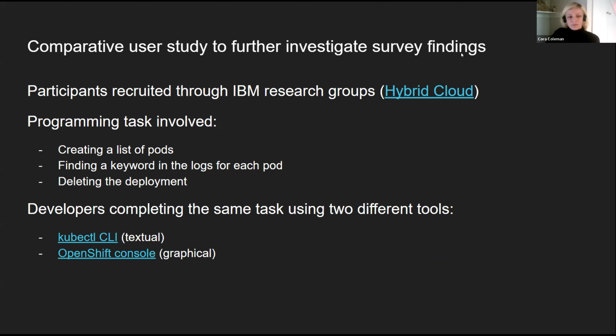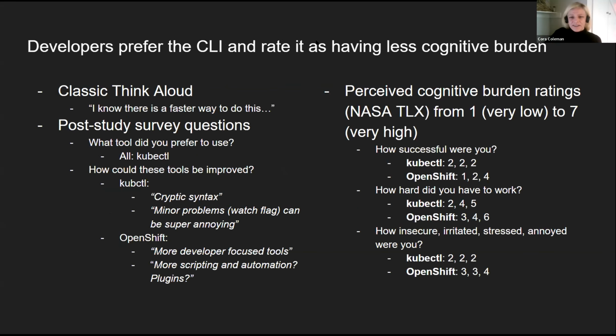We asked people to complete a programming task on the kubectl CLI and the OpenShift console, and say which one they preferred doing. We also gathered some data on perceived cognitive burden ratings using the NASA TLX scale. And we had them think aloud while they were doing this programming task of creating a pod or creating a deployment, and then monitoring that. All of the participants said that they preferred to use the CLI. And so this is something that we would definitely like to look into more.